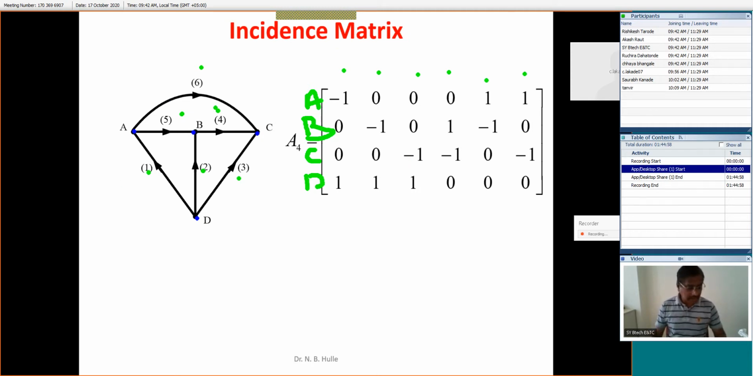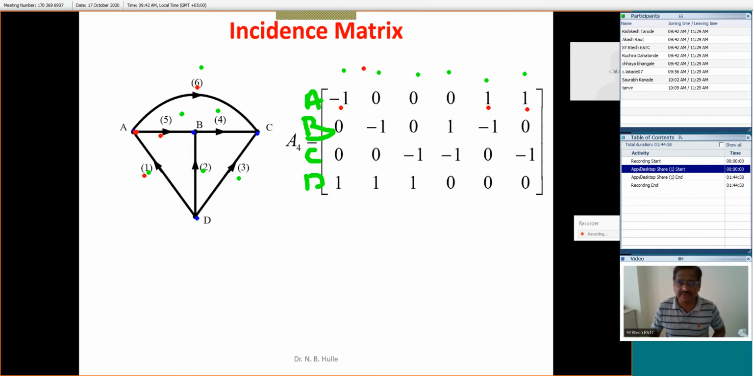Then look at how we are making the entries. Look here. This is the node A. I am writing first for the node A. For node A, this 1 is incoming. This is -1. This 5 is outgoing. This is +1. The 6 is outgoing. This is +1.